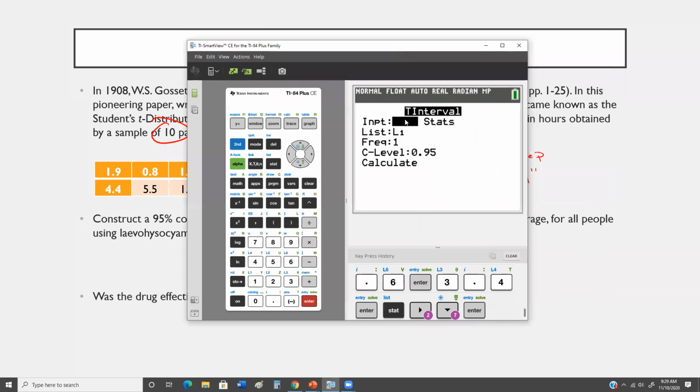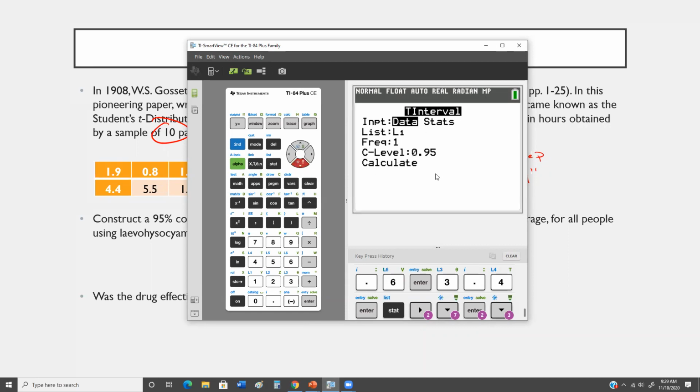Okay, there's 2 options. There's option number 1 for data. That's if you have the raw data, which we do. Option number 2 is if you have the summary statistics. Okay, so we have the raw data. It's put in list 1. So I'm just going to hit enter. I'm going to scroll down. It's in list 1. Don't worry about frequency.